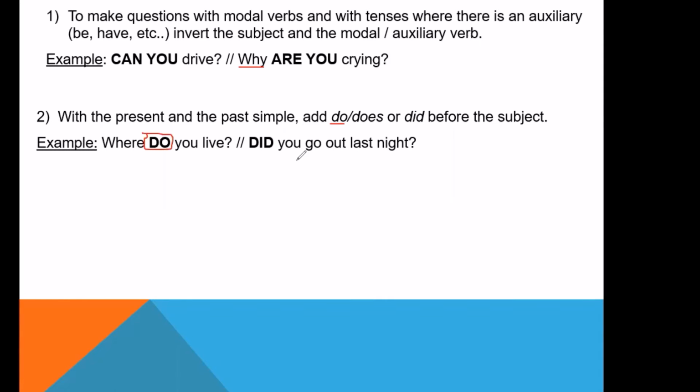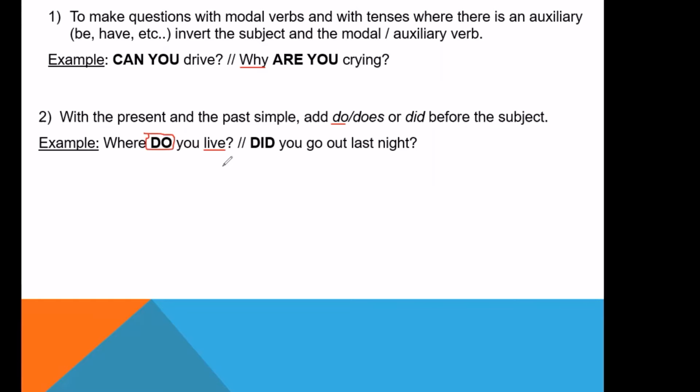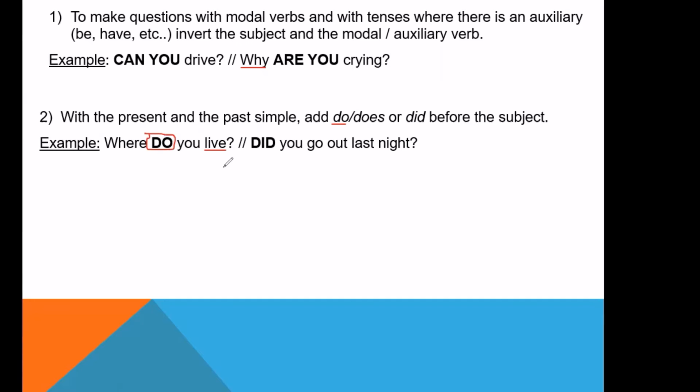But don't forget to include do. This do just informs us that this is a question. The main verb here is live. Sometimes you may find questions where do is the main verb as well. What do you do for a living? So I must remind you that one of these is the auxiliary and the other one is the main verb. This is an example of an information question in the simple present.